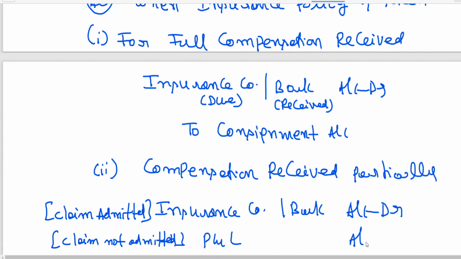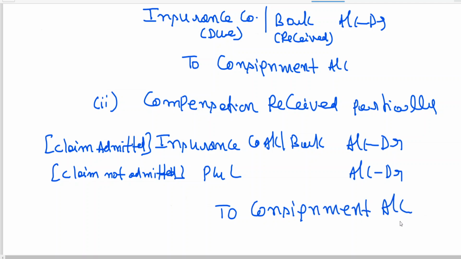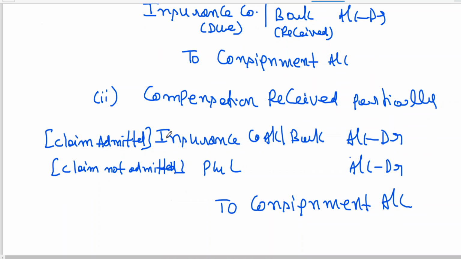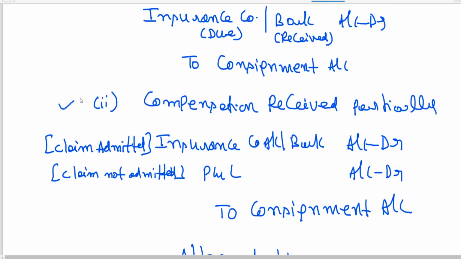Profit and loss account debtor. Insurance company account or bank account debtor, to bank account debtor, P&L account debtor to consignment account. Is this clear? Alternatively, generally we are having problems on this.